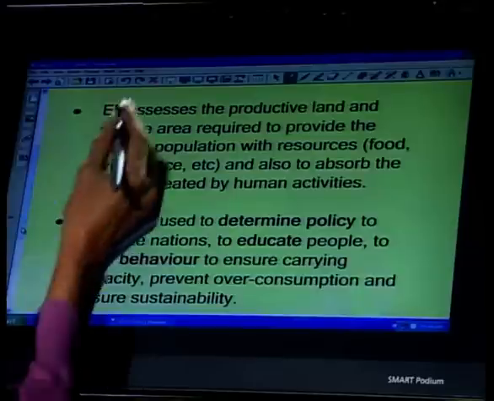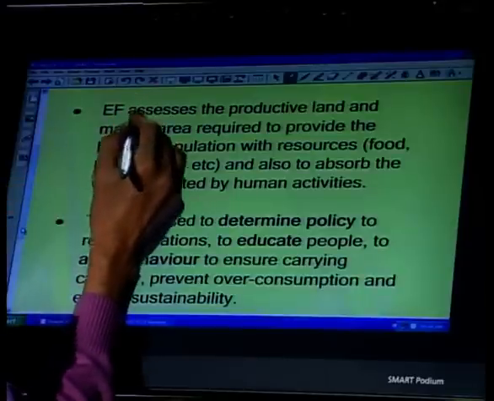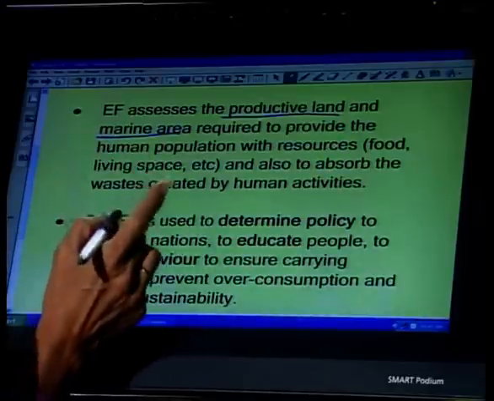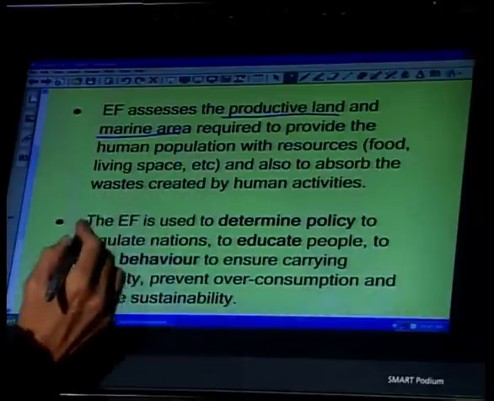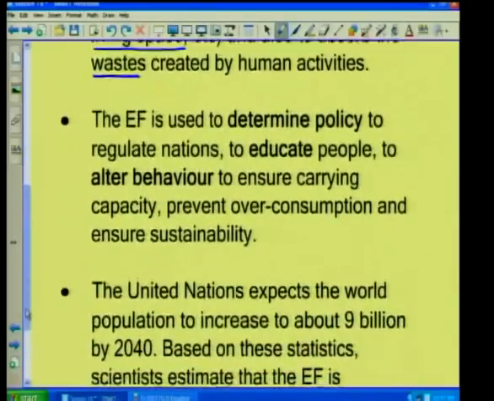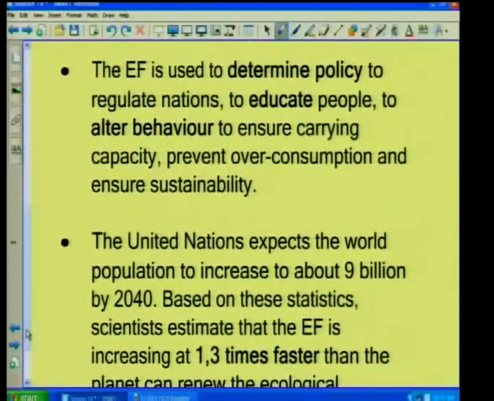All right, now, the ecological footprint assesses the productive land and the marine area required to provide the human population with resources. Now, what do we need? We need food. We need living space. We also need energy, but we'll get to that. And we also need an area that absorbs the waste from all our activities. Now, we all know that we are very, very wasteful, and very, very few people actually recycle. And this is what we're trying to get people to do, to recycle.